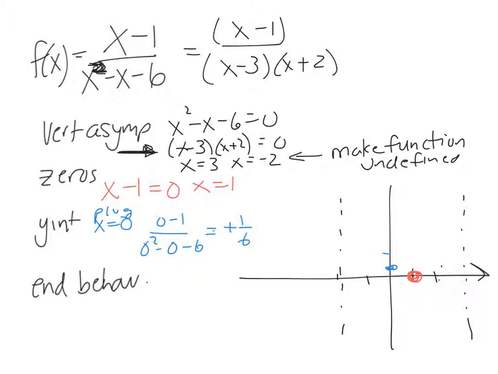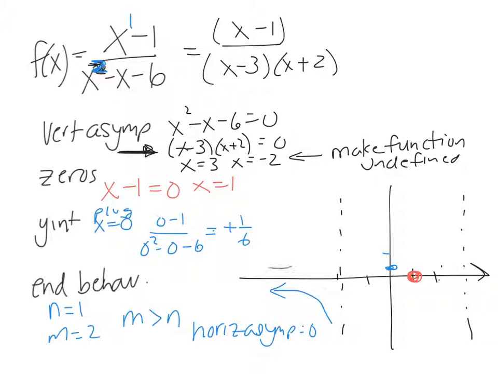All right? End behavior. n is equal to what in this function? 1. And m is equal to? m is bigger than n, so the end behavior approaches the horizontal asymptote, which is 0. Okay? Now, how do you know which way you're coming at 0? You're going to have to test something on the outside. I don't know if I'm coming in this way or this way. I'm going to have to test a number out there.